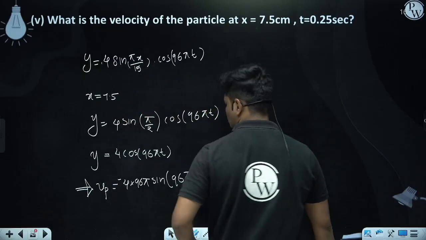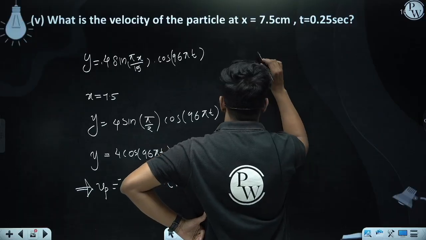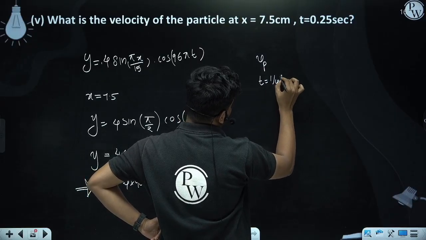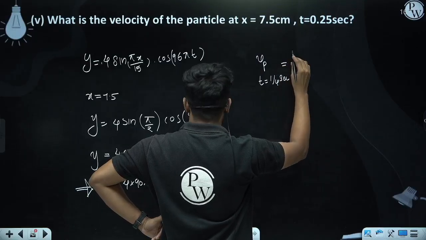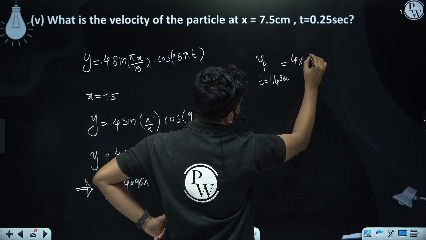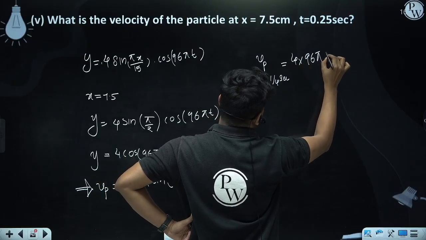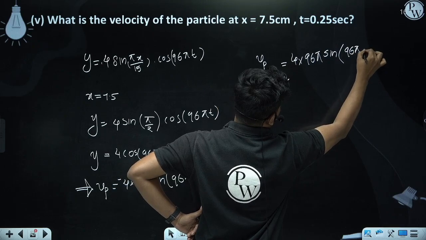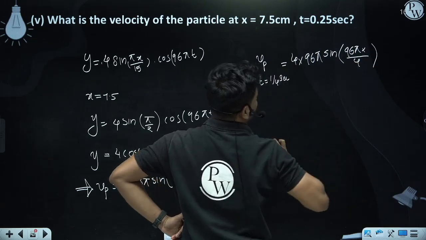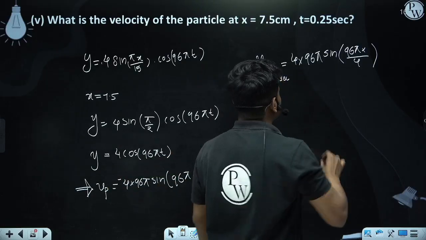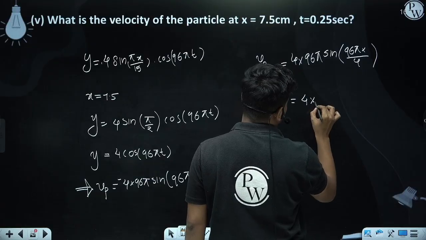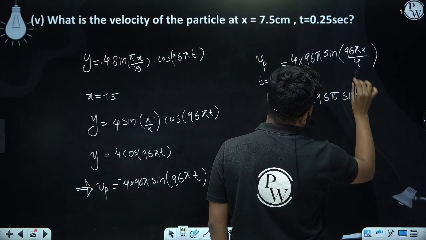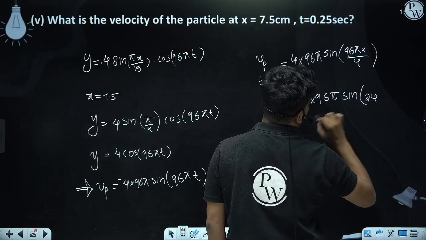So when time is equal to 0.25, at that time what is the velocity? Velocity when time is equal to 1 by 4 second, what do we get? We get 4 into 96 pi sine of 96 pi into 1 by 4. So what we get is 4 into 96 pi sine of 96 by 4, that is 24 pi.